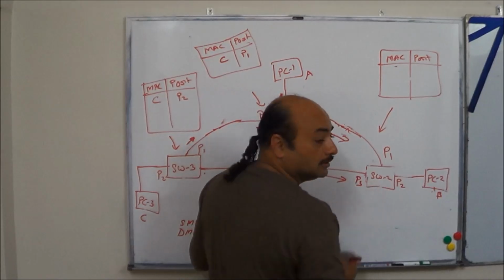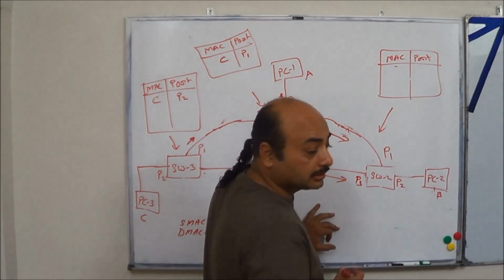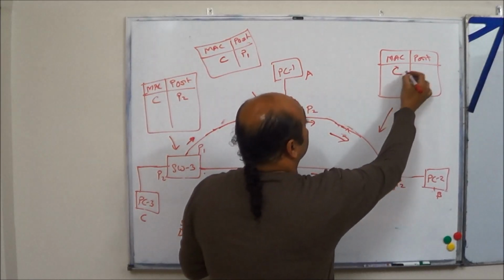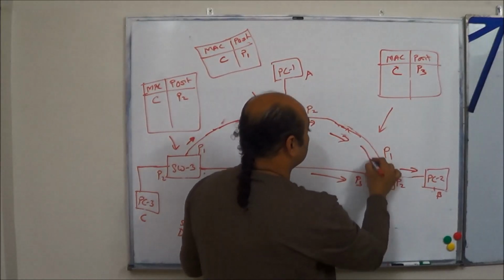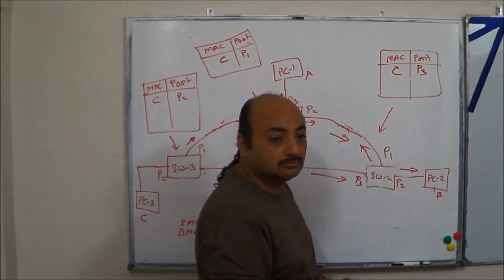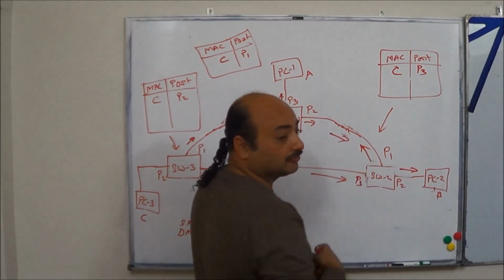Port P3, received here. It will learn the MAC address. It will say, oh, source MAC address C on port P3, and let me flood it in this direction. This is happy that I got it. Same frame coming from here.